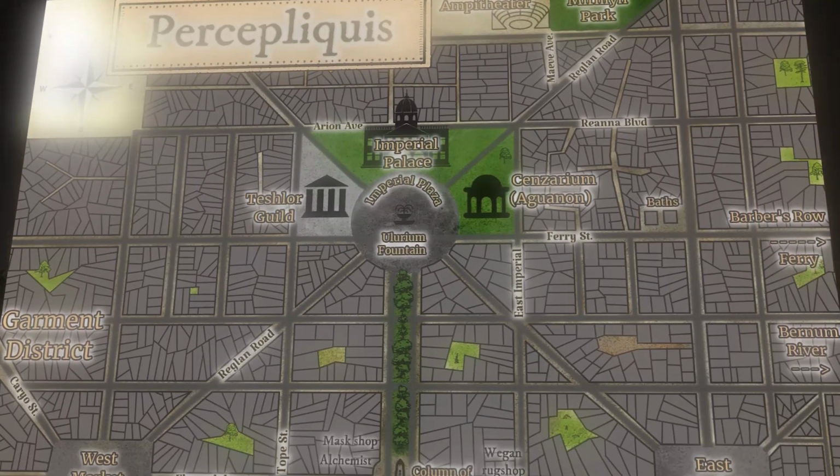Now, this is the moment many people are watching this video for. Today, we have a brand new, never before released map. This is the map of PERCEPLIQUIS.